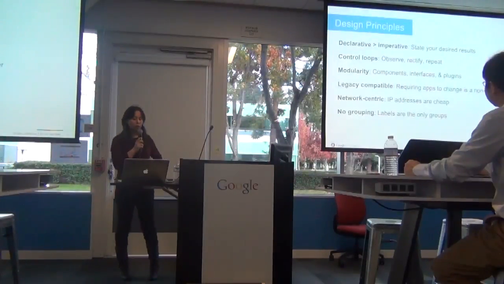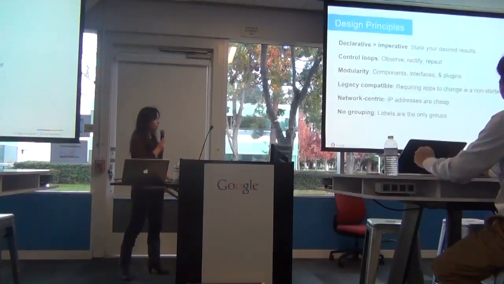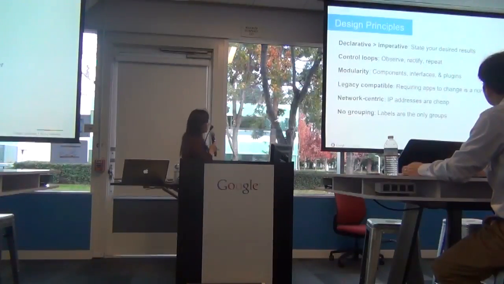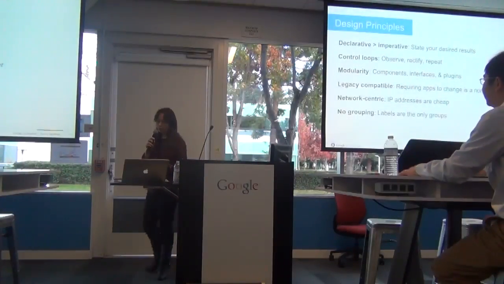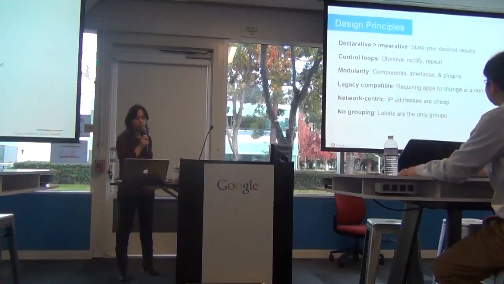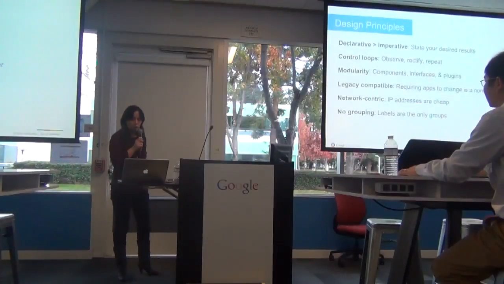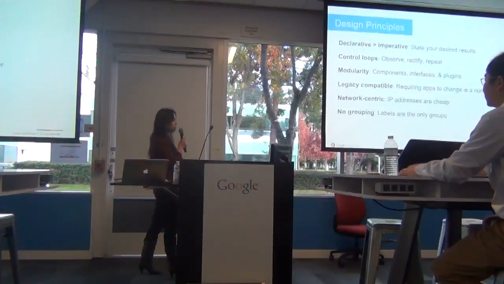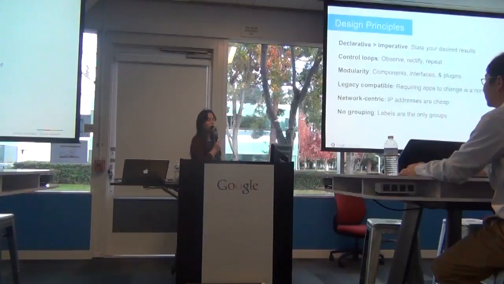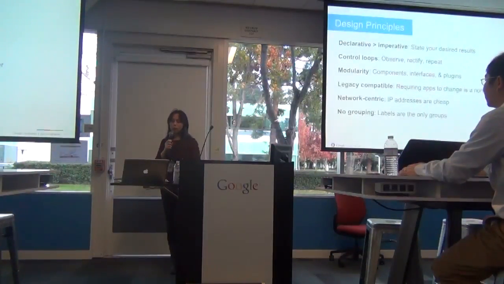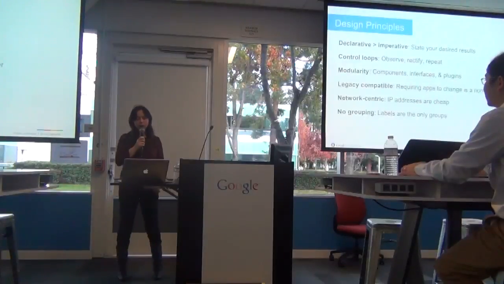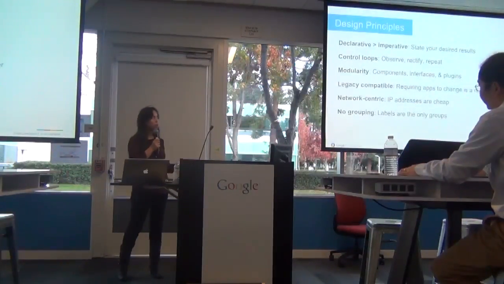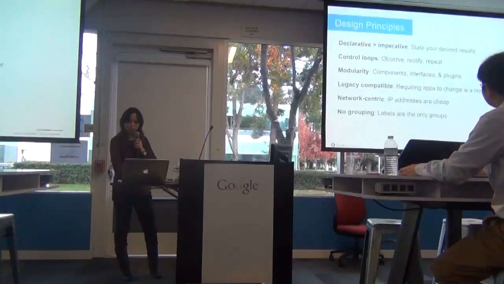Also, we believe the IP address is cheap. So all the pods and all the services can have their own IP address. I will cover that later. Another thing is we try to avoid static grouping. Instead, we have dynamic grouping technology through label queries. I will cover those things later.